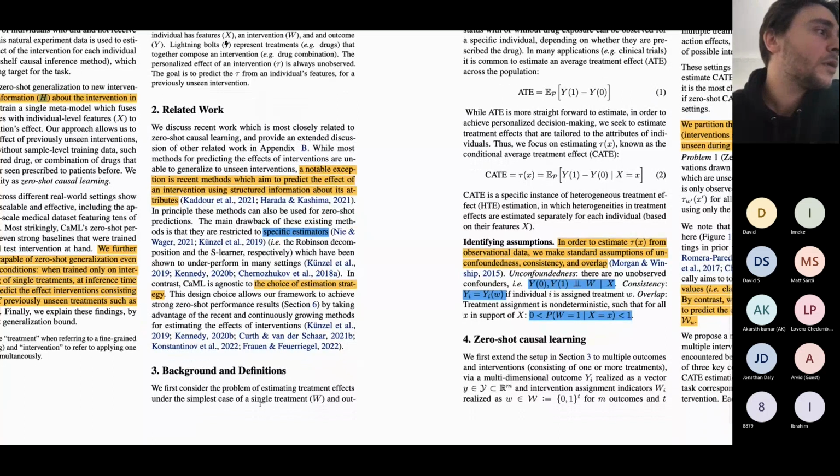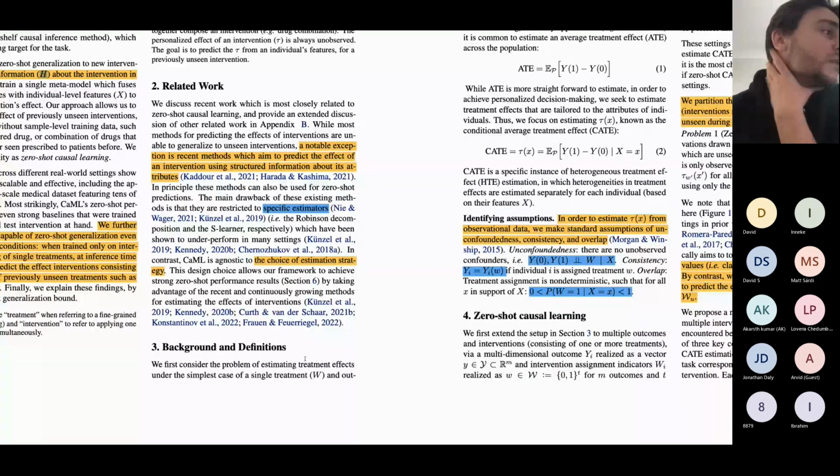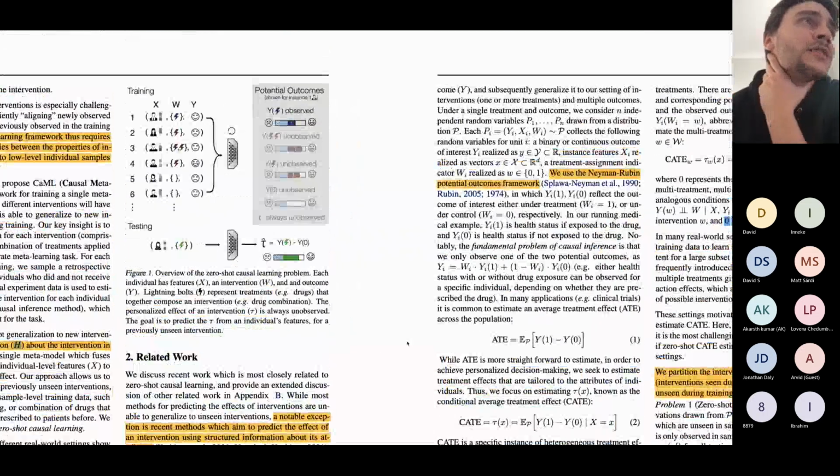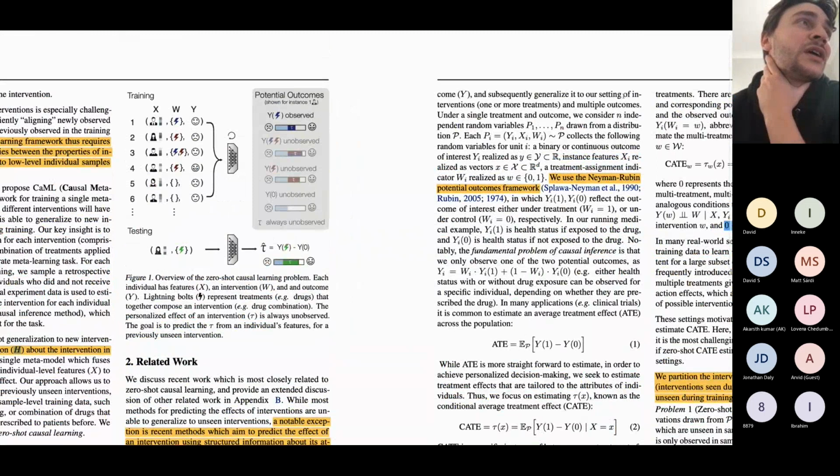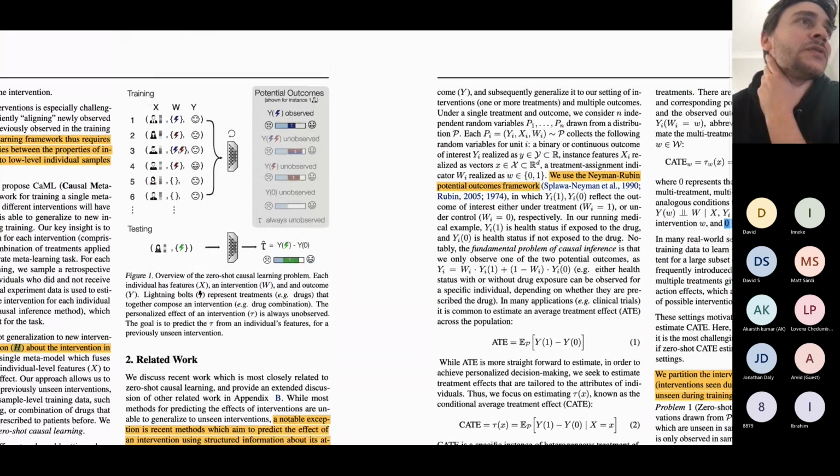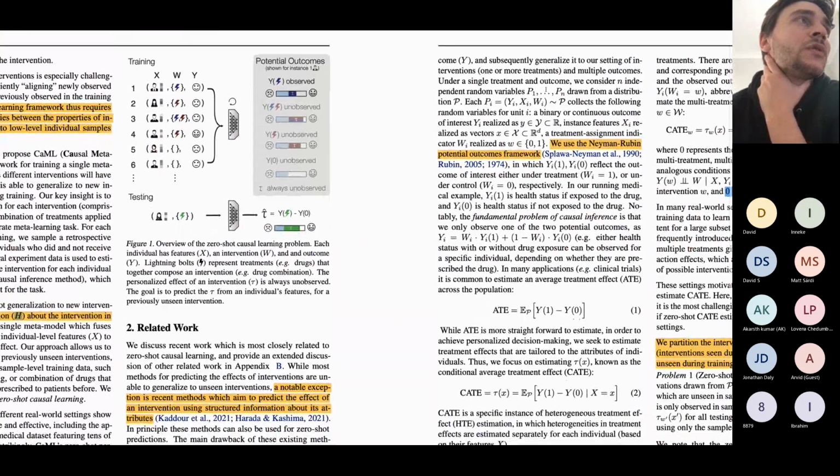Okay, and let's go into the background, and this is where I need to be better at my explanation so that we've clearly described the problem. So they say we first consider the problem of estimating treatment effect under the simplest case of a single treatment and outcome, and subsequently generalize it to our setting of interventions with one or more treatments and multiple outcomes. So under a single treatment and outcome, we consider n independent random variables from a distribution.